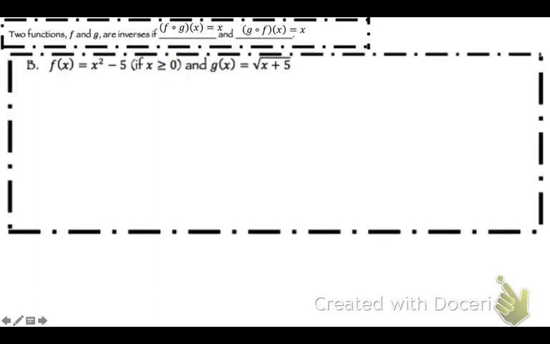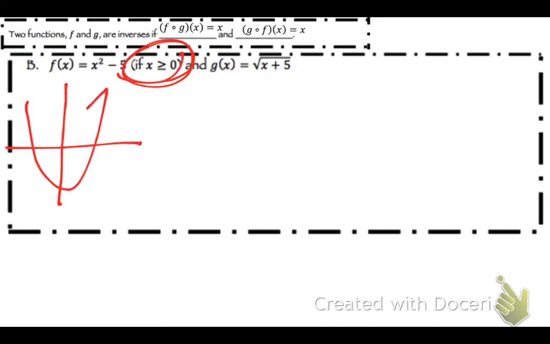Okay, now two functions, f and g, are inverses if f of g of x equals x and g of f of x equals x. So if we have f of x equals x squared minus 5 only when x is greater than 0, and g of x equals the square root of x plus 5. So this is only when x is greater than 0, because if we graph this, it's a graph that looks like this. Notice how it passes the vertical line test, but it doesn't pass the horizontal line test right here, because it crosses at both points.